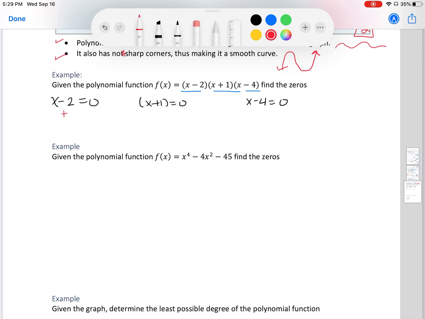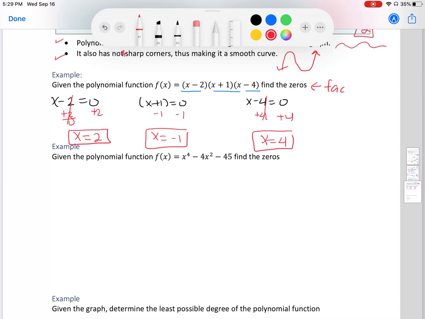Okay, we want to get x by itself. So our first one, we get x equals 2. For our other factor, we want to get x by itself. We're left with x equals negative 1. And for our third, we're left with x equals 4. Okay, so this is when it's factored. When it's factored, that's your best friend because it makes the effort you have to do and the number of work and steps you do is much less.